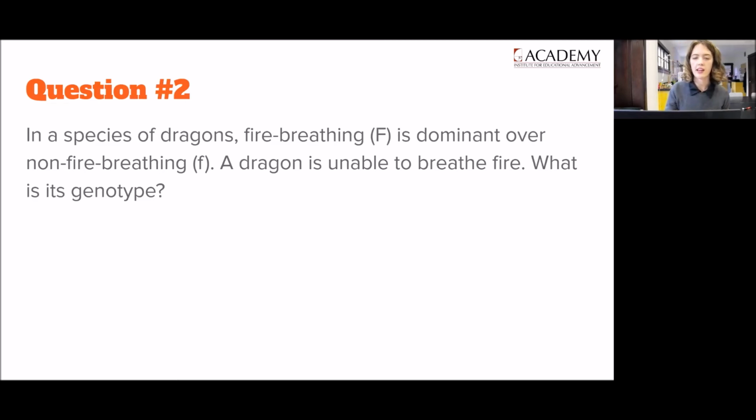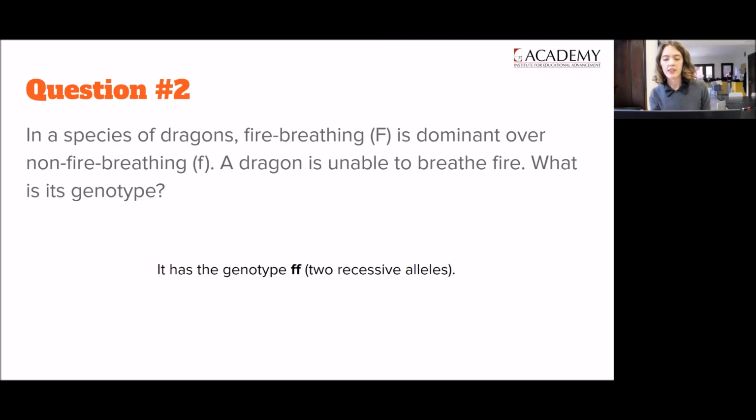Okay, if you said lowercase f, or homozygous recessive, you are correct. We know that to express the recessive phenotype, the recessive trait, this dragon must have 2 recessive alleles, no dominant alleles, because if it did have a dominant allele, it would be able to breathe fire. So lowercase f is the correct answer.